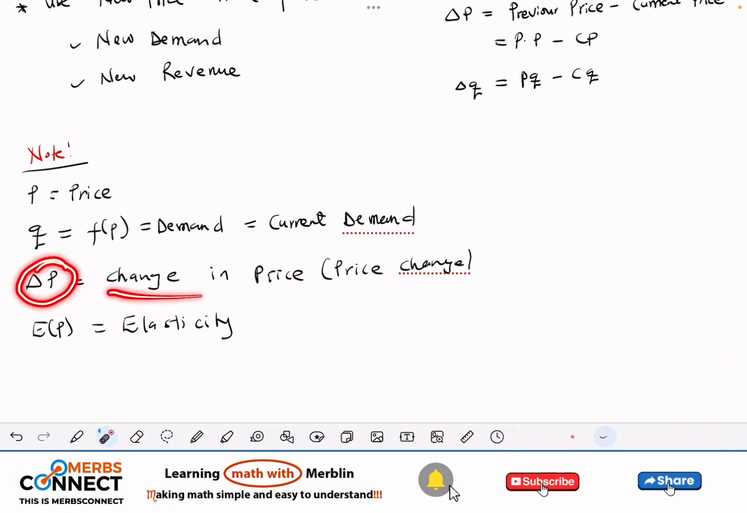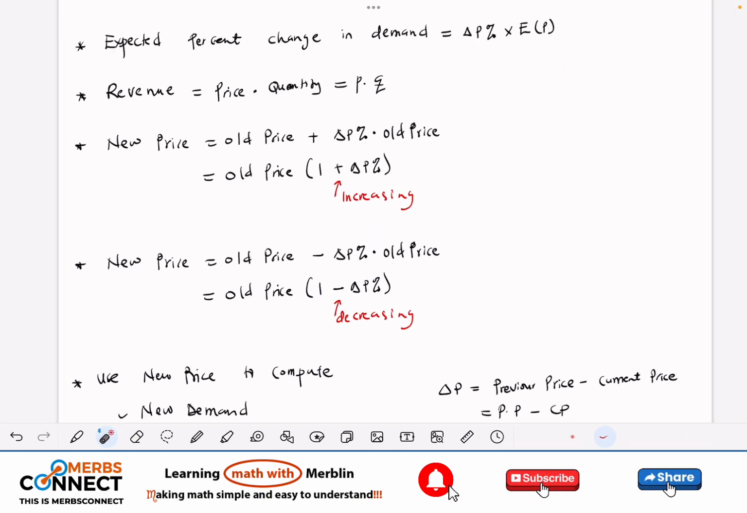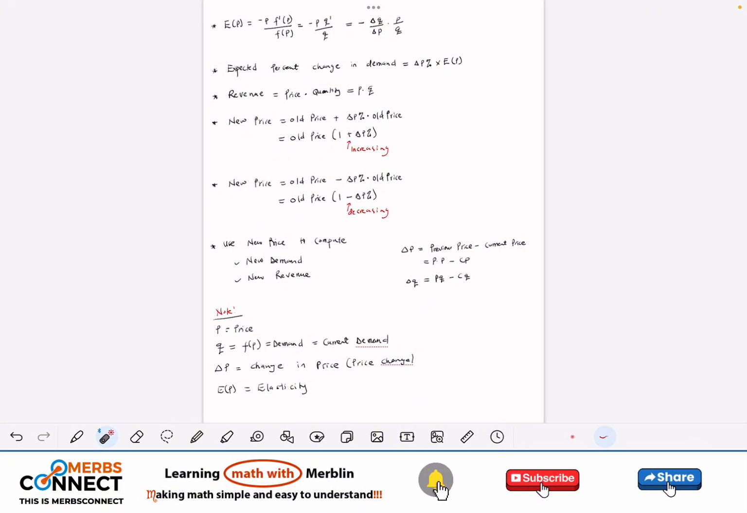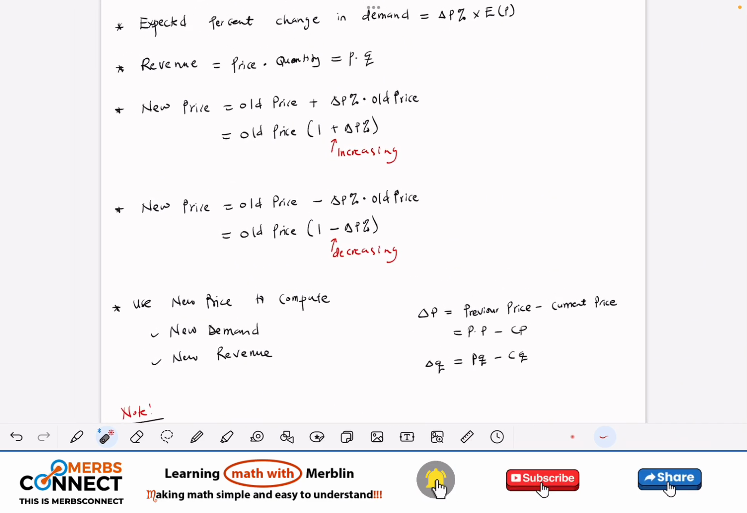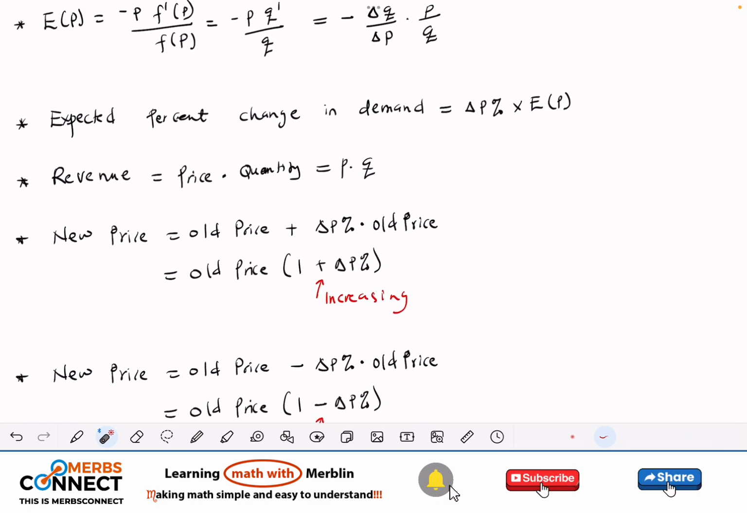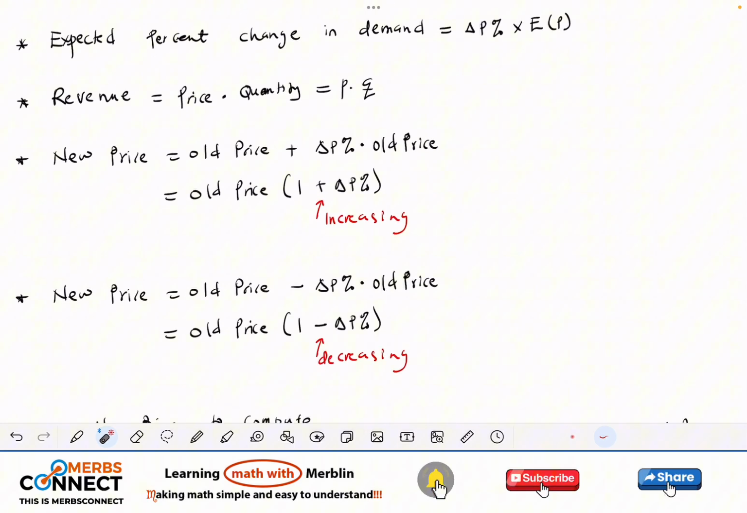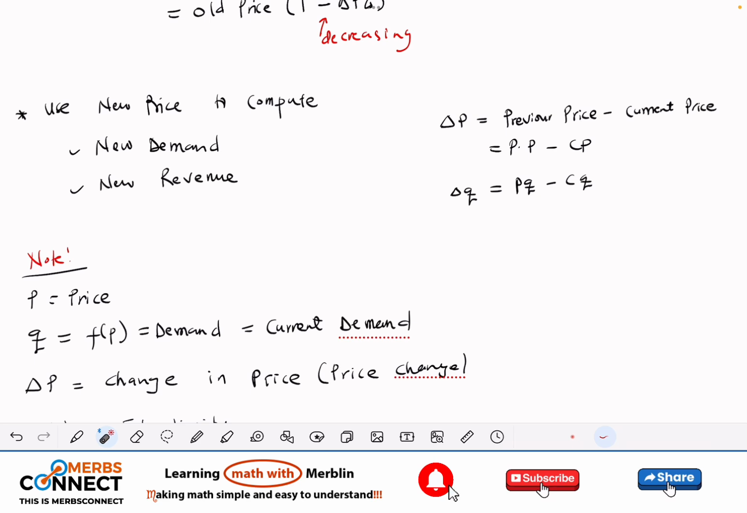Then this is the change in price, as I said, and this is the elasticity. So this is everything that we need. If you want to take a screenshot, I just want to minimize it for you to see it so that you can take a screenshot and use it as we go through the video. We can take a screenshot like this and also here like this. So now let's start.